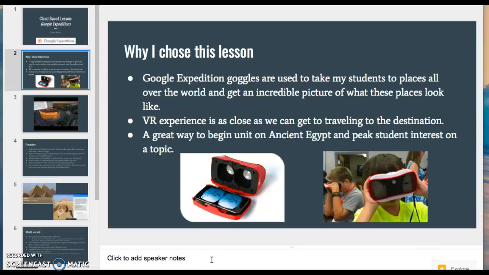So I specifically chose Google Expeditions because, again, I saw it at the conference and was very interested in it. But the reality is, field trips are amazing, and I wish I could take my students all over the world. And with the help of Google Expeditions, I basically am, with this virtual experience.